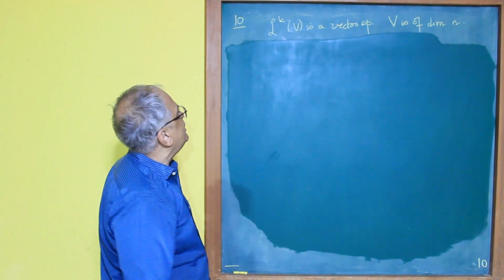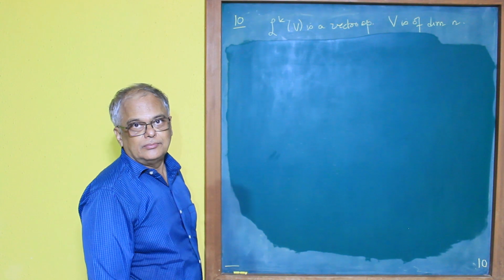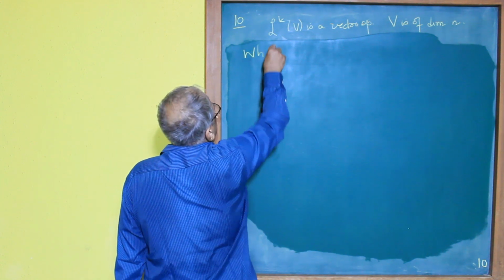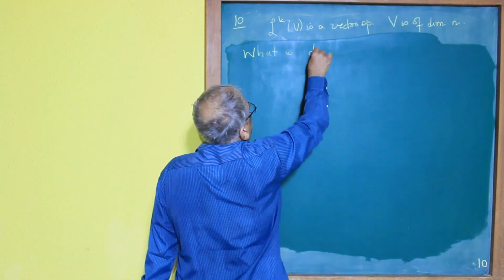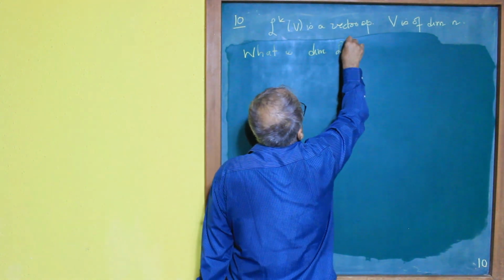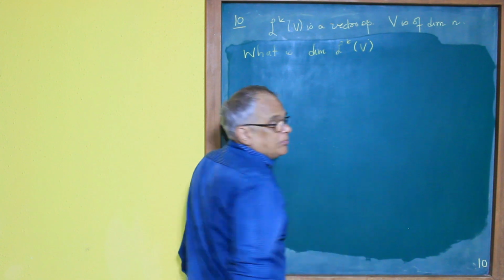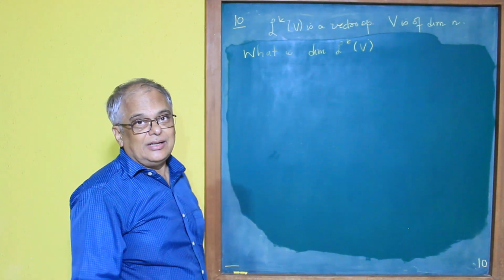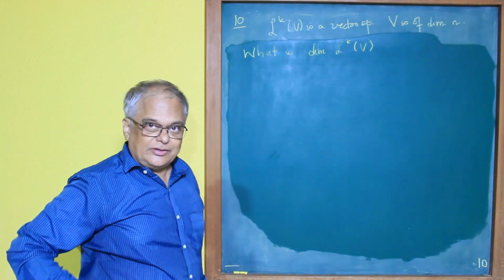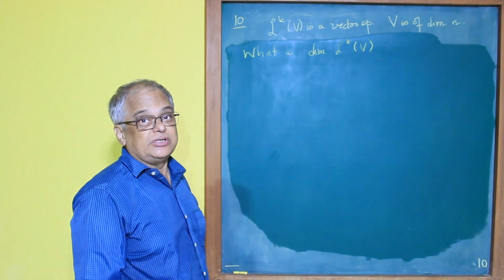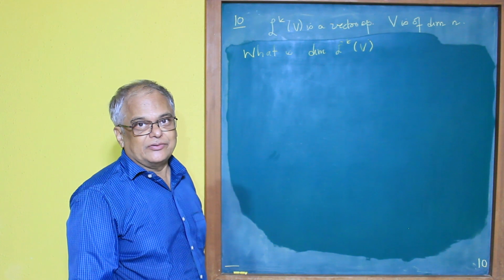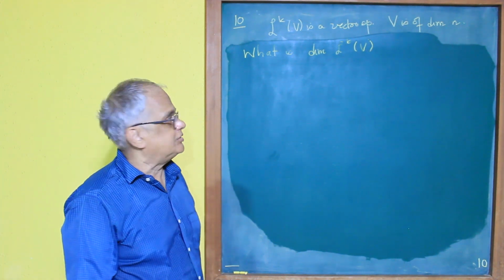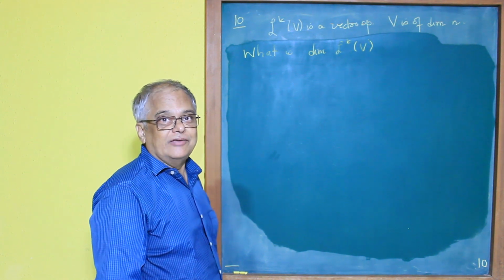So L_k(V) is a vector space. The question is, what is its dimension? Remember, V is a vector space of dimension n. L_k(V) is the space of k-multilinear maps on V. We have seen that it is a vector space, and my question is, what is the dimension of this vector space? So, how do you go about calculating the dimension of L_k(V)?